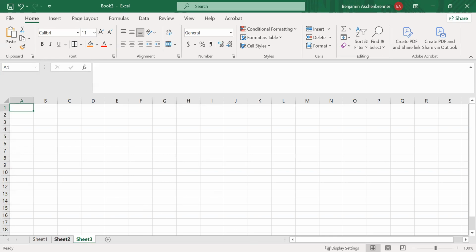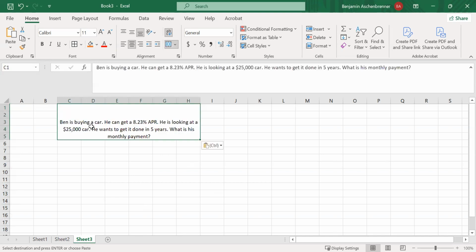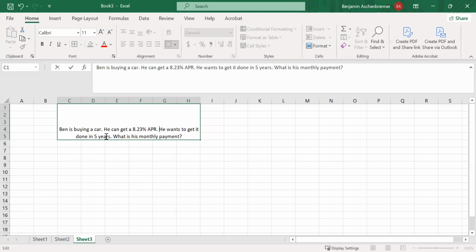So in the next situation, we're going to approach this question differently, which is Ben's buying a car. He can get 8.23% APR. He wants to get it done in 5 years. If he can afford only, I don't know, a $250 monthly payment, what can he afford to borrow? So we're turning the question around.